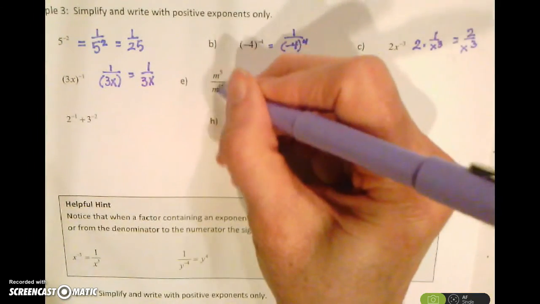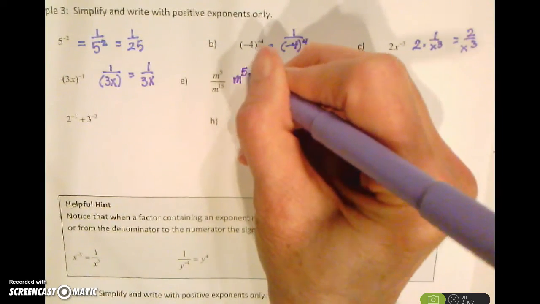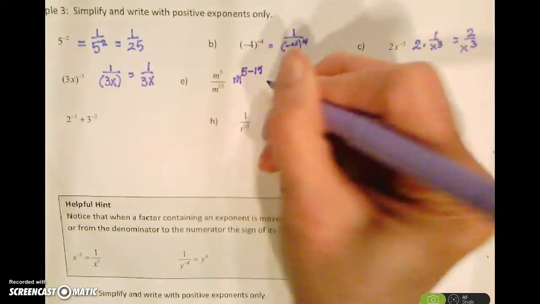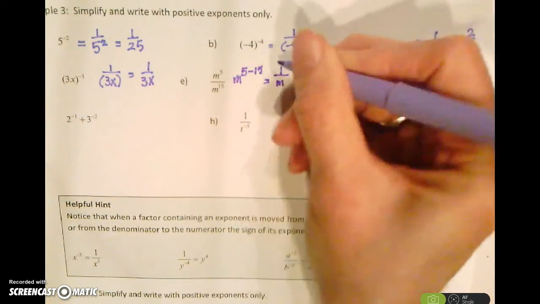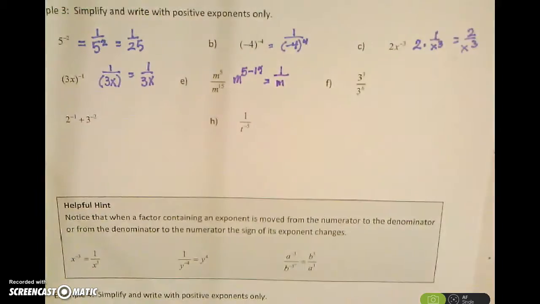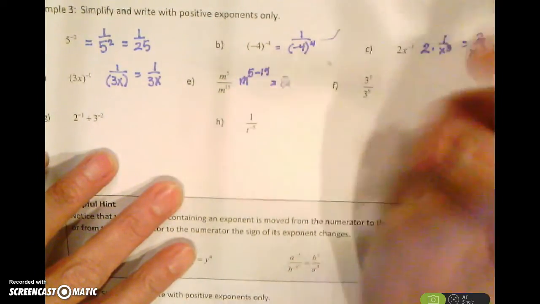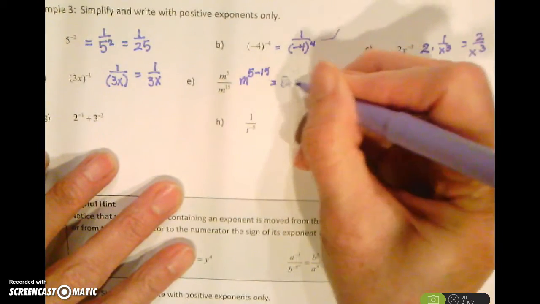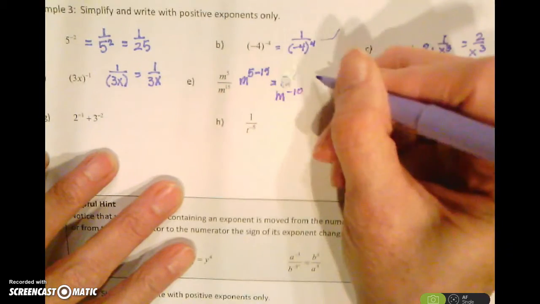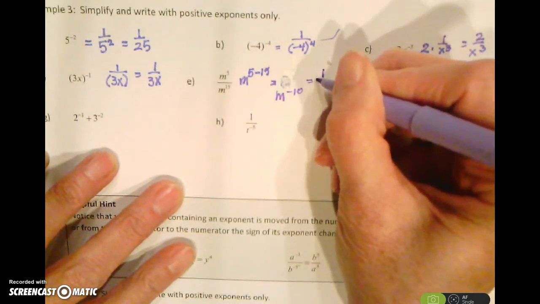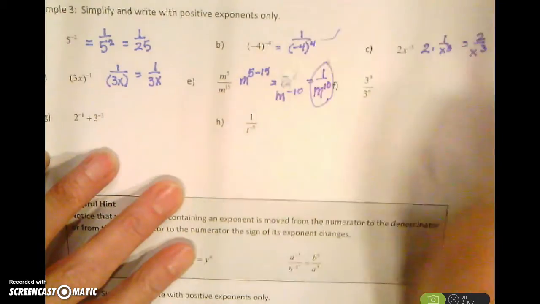Here, I have a quotient rule, so this is going to be m to the 5 minus 15, which is going to be 1 over, I'm sorry, I got ahead of myself. This is going to be m to the negative 10, and then that would be rewritten with a positive exponent as 1 over m to the 10th.